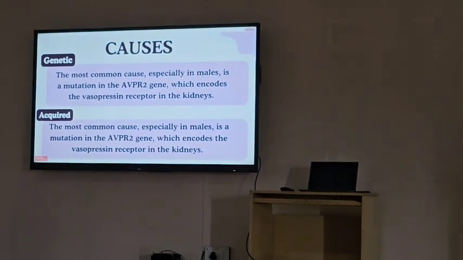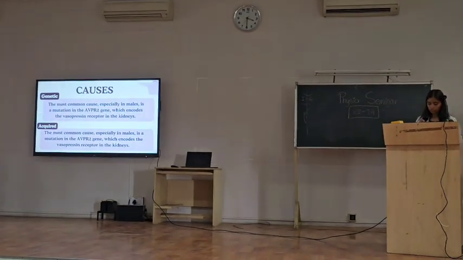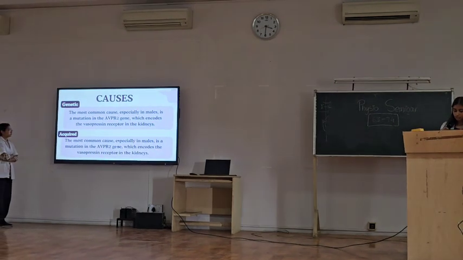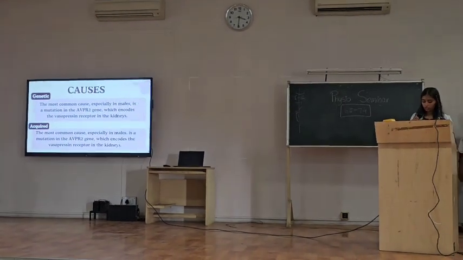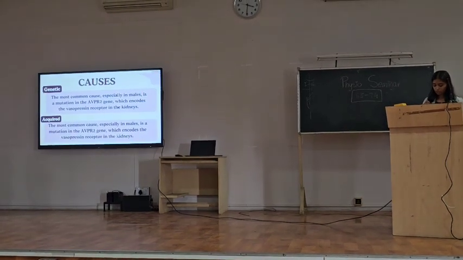Causes. Genetic: the most common cause, especially in males, is a mutation in the AVPR2 gene, which encodes the vasopressin receptor in the kidneys. Acquired: this can be due to certain medications, such as lithium, or to conditions like kidney disease and hypercalcemia, or other conditions that affect kidney function.